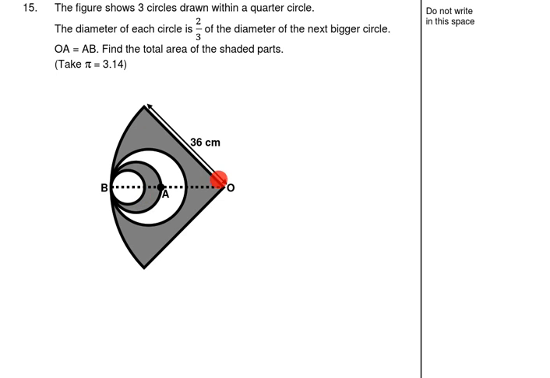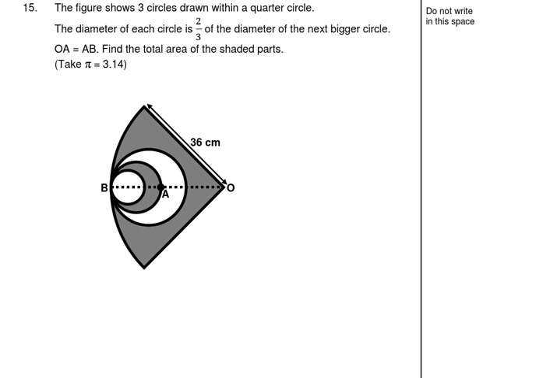OB is what length? 36, right? Okay. Since OA equals to AB, that means here must be 18. Here must be 18, right? Correct or wrong? So I know that the diameter of the medium circle, can you see this medium circle? Is actually 18 cm. Since the medium circle is 18 cm, the small circle will be 2/3 of 18, right? Which is 12 cm.